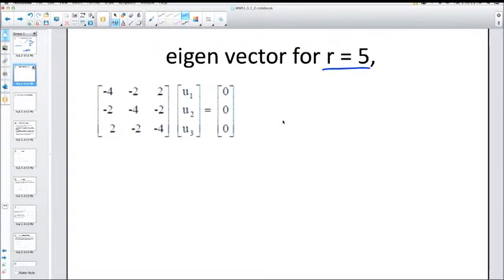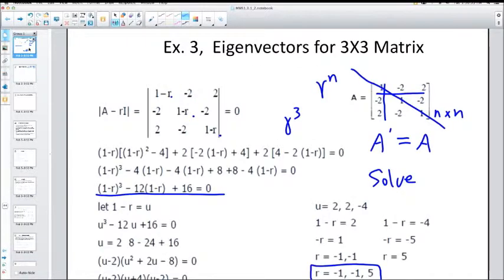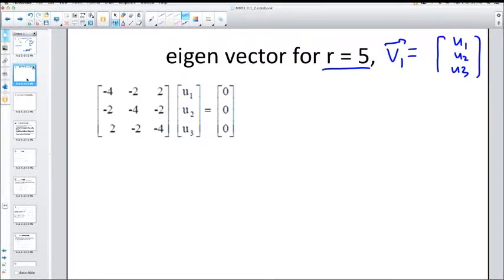Start from the easy one. When r equals 5, it's a single solution, and we assume the v is going to be u1, u2, u3, and replace this r by 5. Put the 5 here in the major diagonal. You get -4, -4, -4 on the diagonal. So this matrix is our A minus lambda I times V1, and then equals 0.